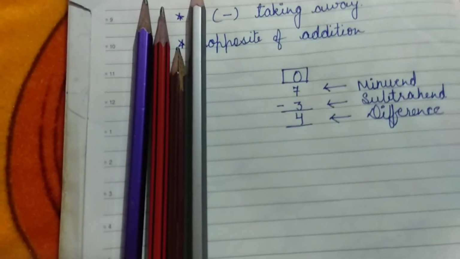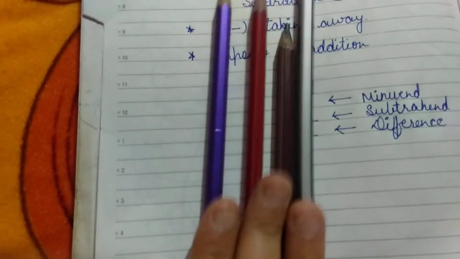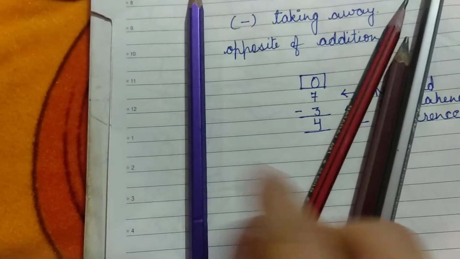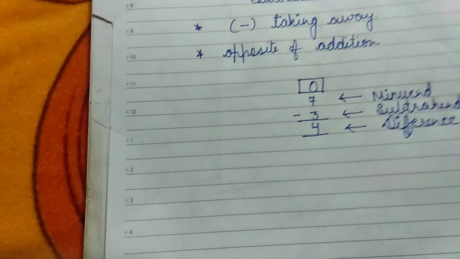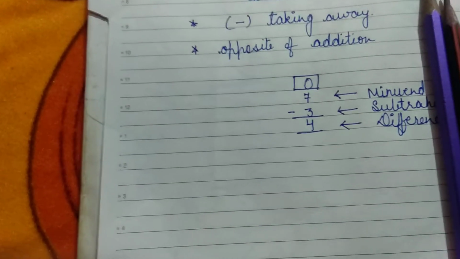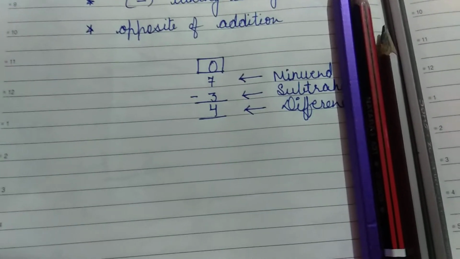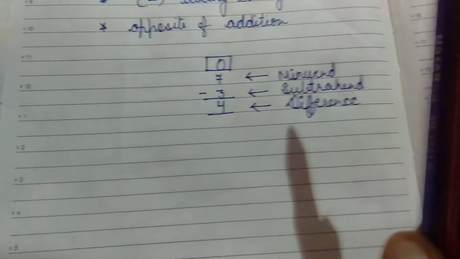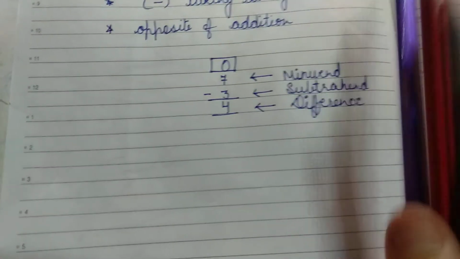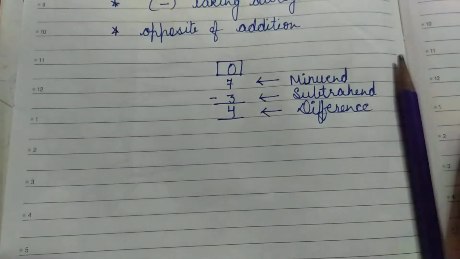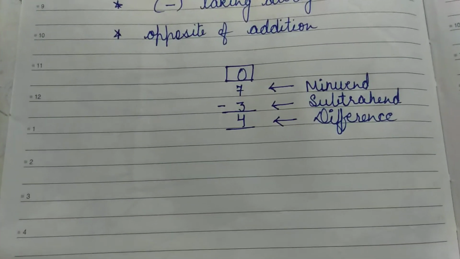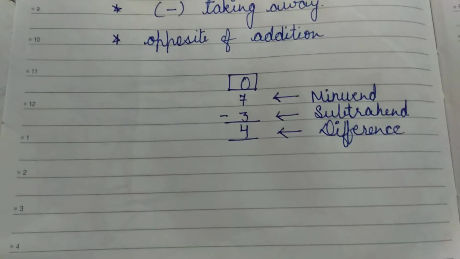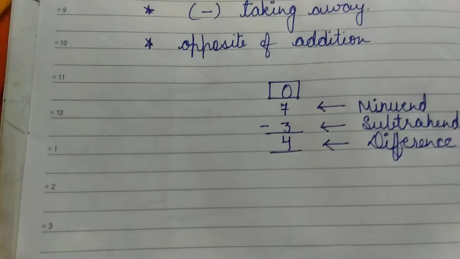Now how many pencils are left with me? Let us count again. 1 2 3 4. So children, I am having 4 pencils right now. So here, can you tell me what is the difference? Yes, 4 is the difference, or we can say 4 is the answer. And 7 was minuend and 3 was subtrahend. Fine, children. So this way we can do subtraction.